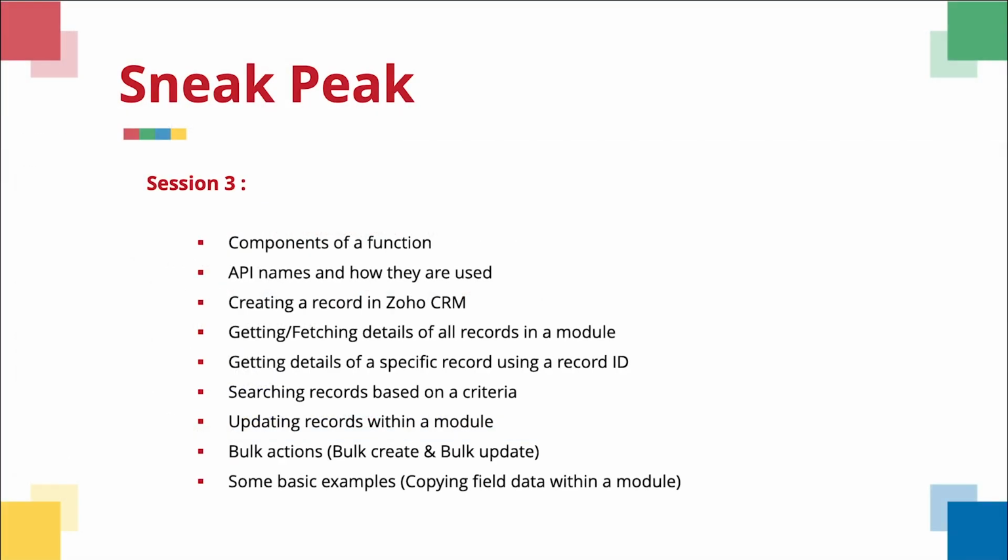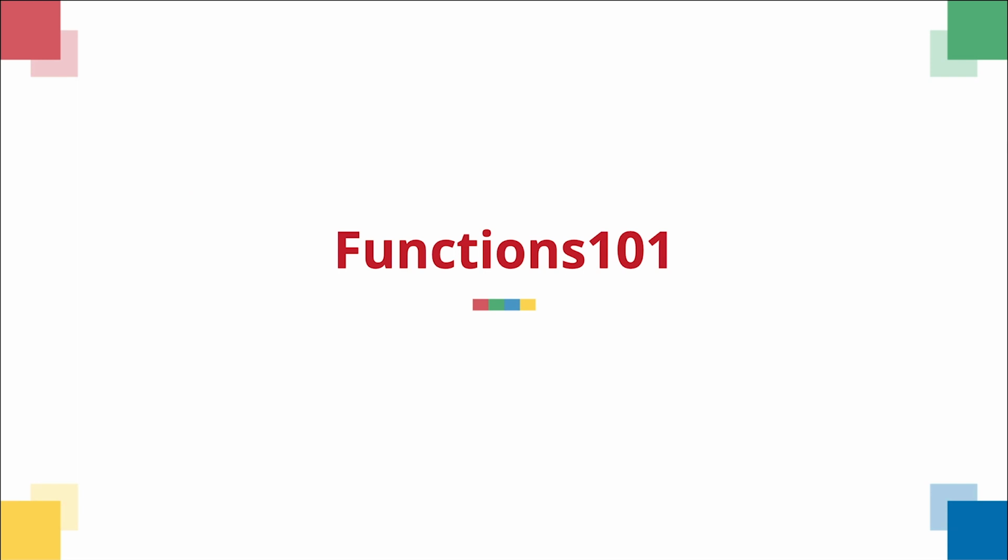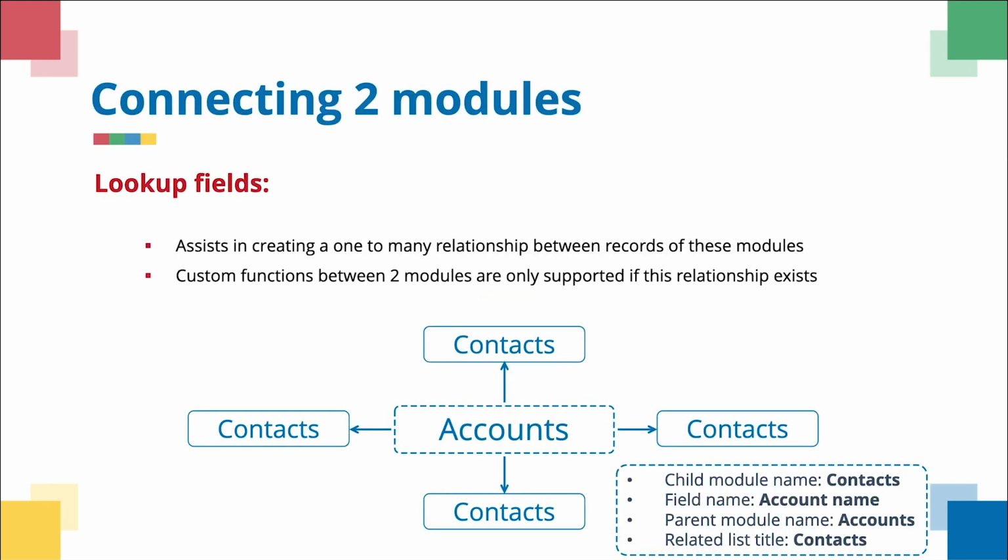So far we saw how the CRM talks within a module, like creates or updates a record within the same module. Now what happens if we have more than one module involved? That's what you're going to study today. To understand this connection, we must first know how to create this relationship.